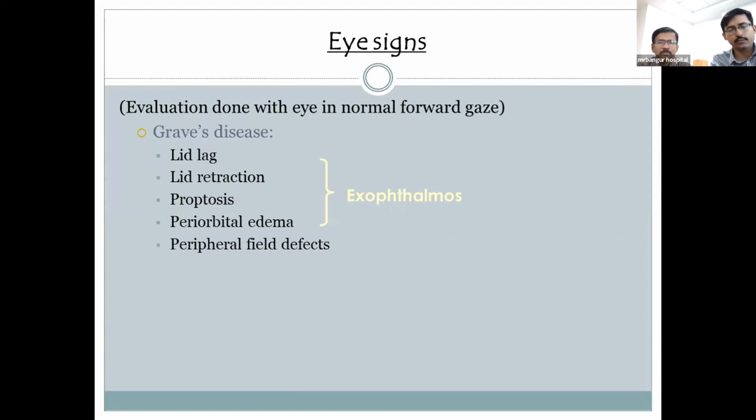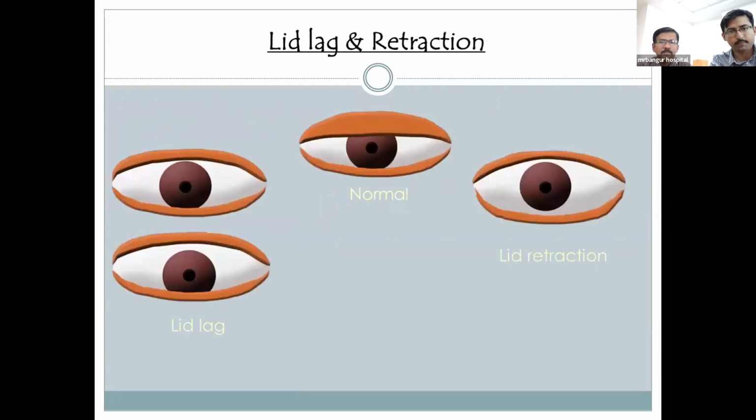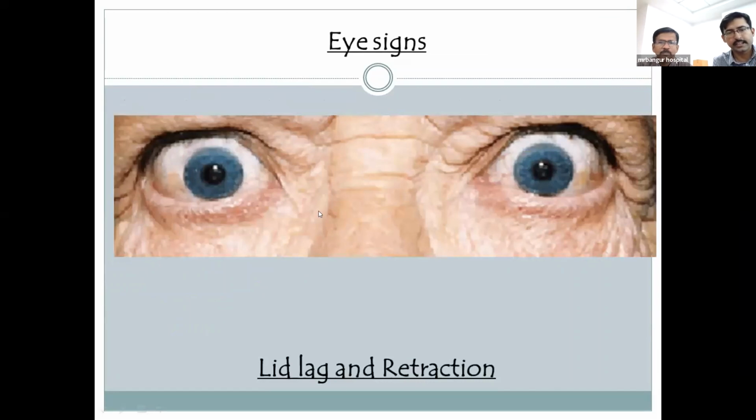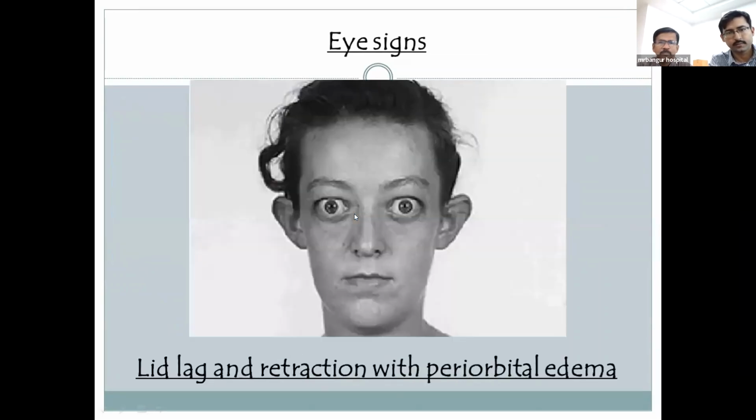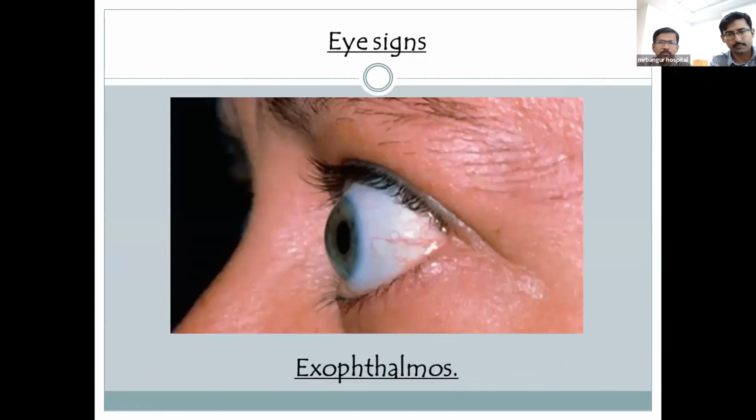Now, the evaluation of the eye signs is done with the eye in the normal forward gaze. Some of the signs include lid lag, lid retraction, proptosis, periorbital edema, and peripheral field defects. This combination of lid lag, lid retraction, proptosis, and periorbital edema is together known as exophthalmos. Here we see what the normal eye is like, this is what lid lag is, and this is what lid retraction is. This is again lid lag and lid retraction. This is a picture of lid lag with periorbital edema, and this is exophthalmos.